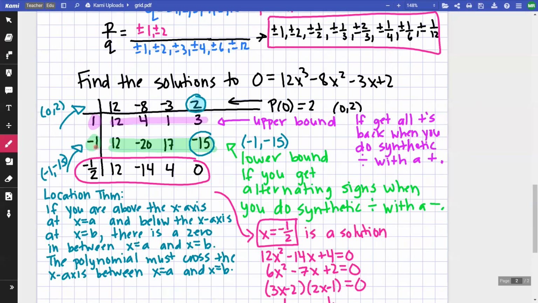Here, when I tried a -1 and I got alternating signs, again, this is when I try a negative. If I get alternating signs, that's a lower bound. Okay, this graph's not going to come back up. It's going to keep going down. Location theorem is where if I notice that I try one number and I'm above, and I try another number and I'm below, somewhere in between those two x's that I tried, it will cross the x-axis. So we tried a number in between our 0 and a -1, which I had a lot of them I could choose from, but I just tried a -1/2 and it worked.